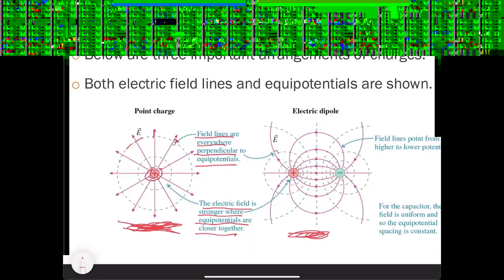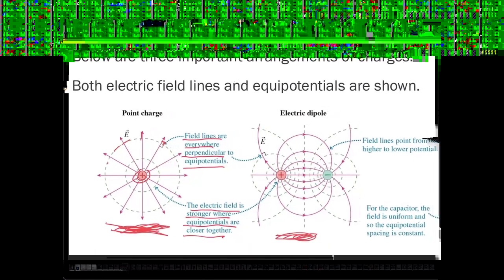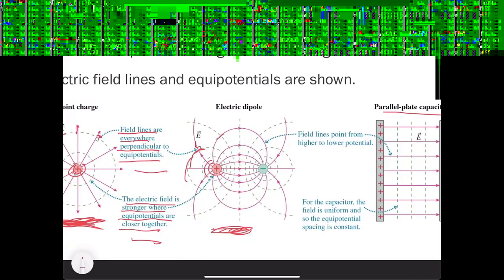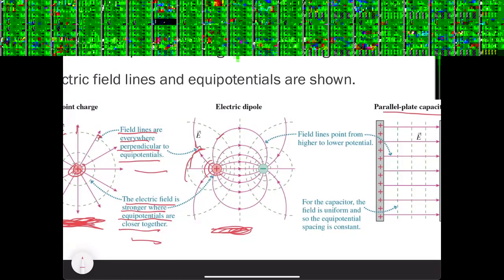Okay, let's see the electric dipole. Actually, it has a similar thing. You can see the red lines, the field lines, are everywhere perpendicular to equipotentials. That makes sense to you? And also the electric field is stronger where equipotentials are close together. Those two are the same as with the point charge. And the new thing is you can see here the field lines.